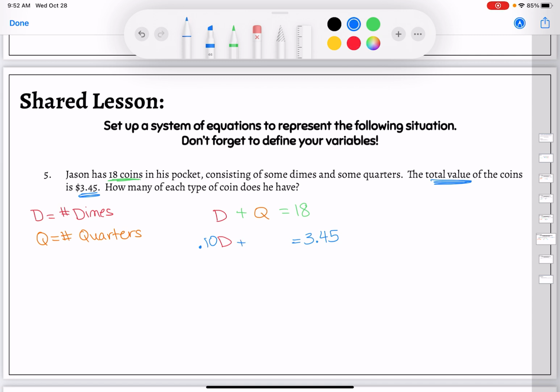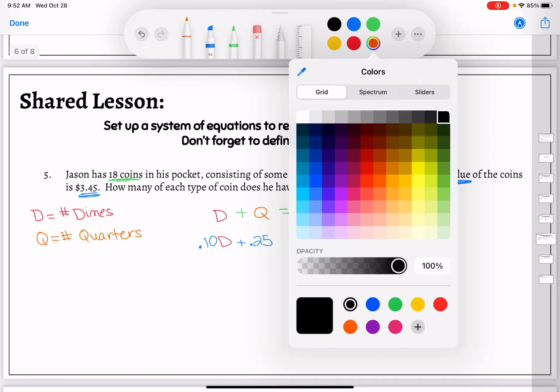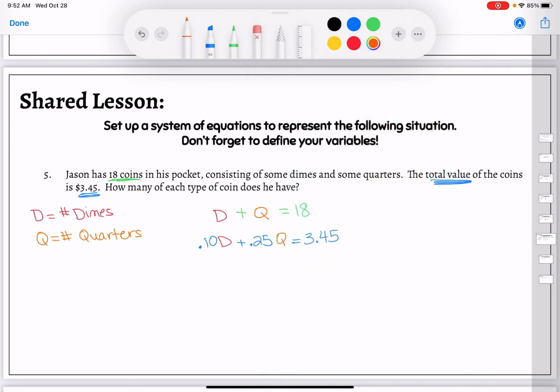Plus the value of a quarter is 0.25, right? 25 cents times the number of quarters will be the total value of all the quarters. So I need the total value of all the dimes plus the total value of all the quarters, and that has to equal $3.45. So my top equation dealt with the number of coins. The bottom equation dealt with the value of the coins. So one of them didn't have the 10 cents and the 25 cents.